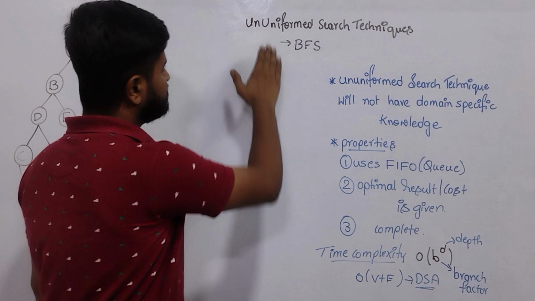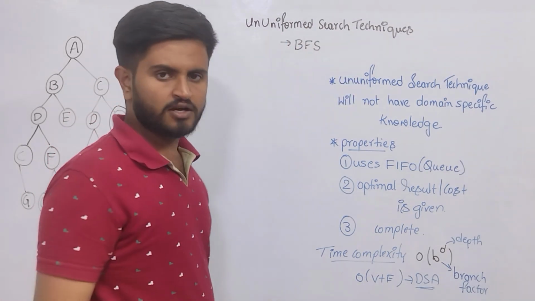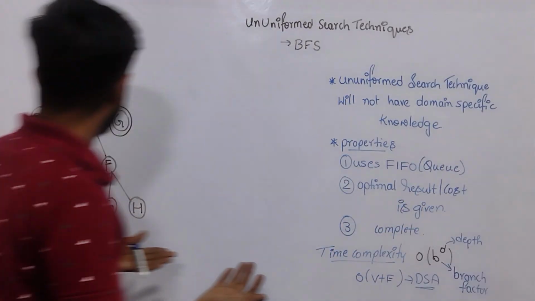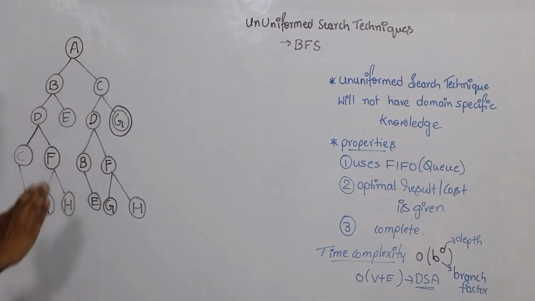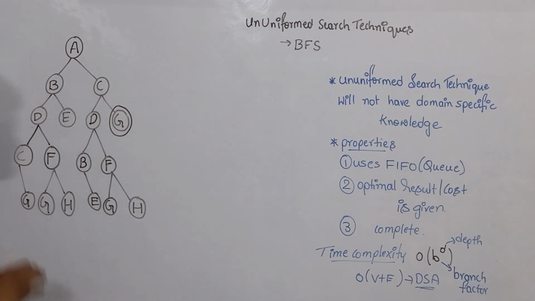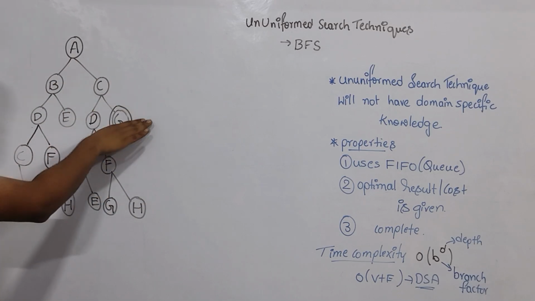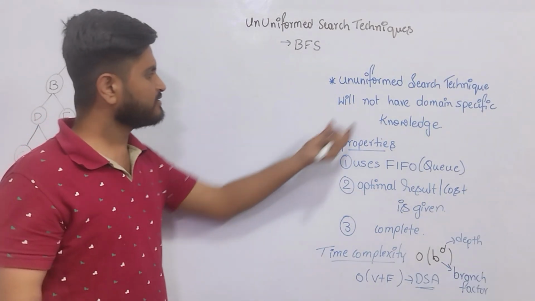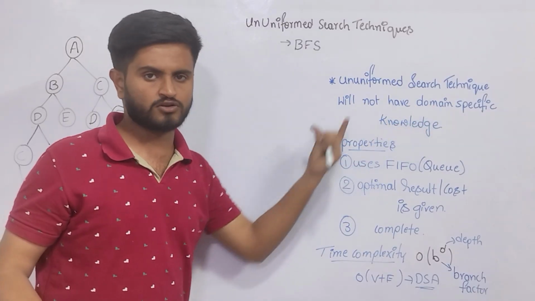Now, this uninformed searching technique will not have domain specific knowledge. What does it mean? This node A will have its own information and the information of its children, that is B and C. After that it will not have the information of all the nodes. So you can say it has no domain specific knowledge.